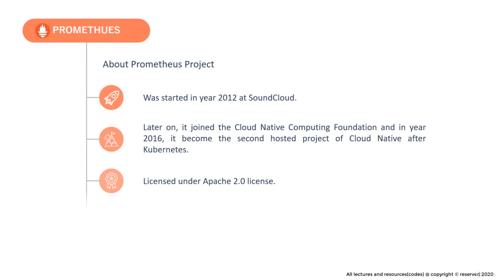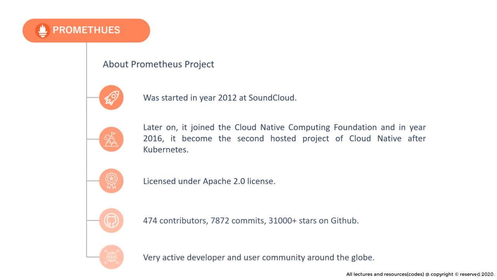If you look at its Git repository, currently it has around 474 contributors, more than 7,800 commits, and 3,100 plus stars. So it's a kind of healthy project. Last but not the least, talking about its fame, since its inception, many companies and organizations have adopted Prometheus, and the project has a very active developer and user community around the globe.